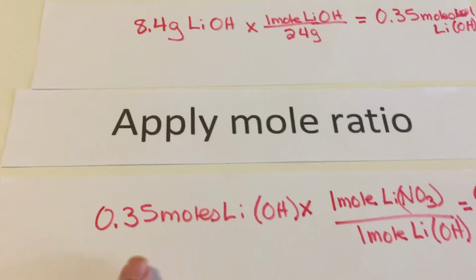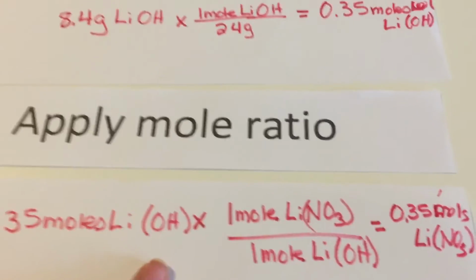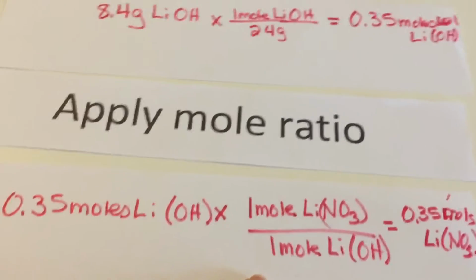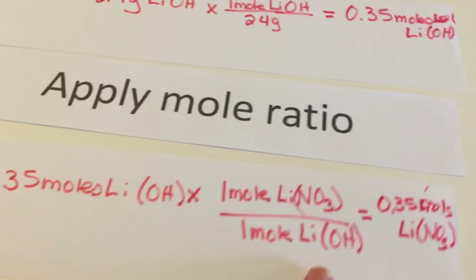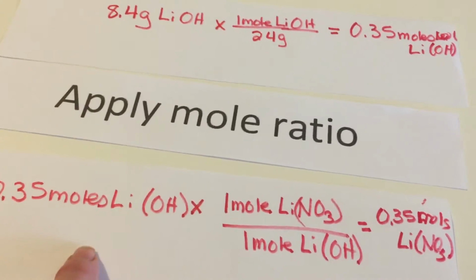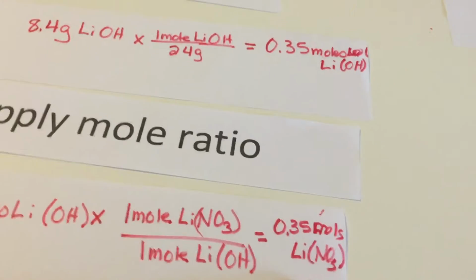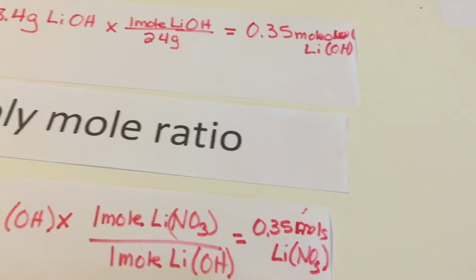So we have 0.35 moles of lithium hydroxide, multiplied by our mole to mole ratio. I changed it from 3 moles to 3 moles to 1 mole to 1 mole. You could have done it with 3 moles to 3 moles, but we put lithium hydroxide in the denominator, so they will cancel, and we'll end up with moles of lithium nitrate, and it's 0.35 moles of lithium nitrate.